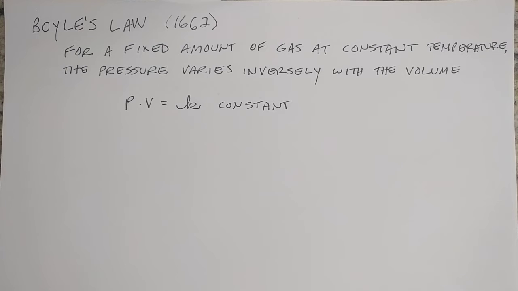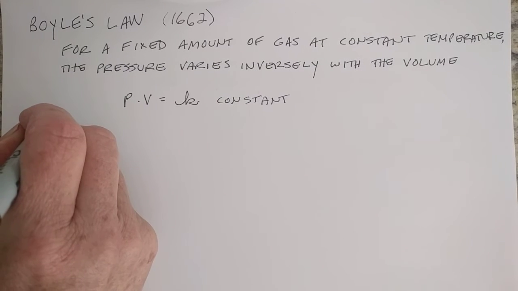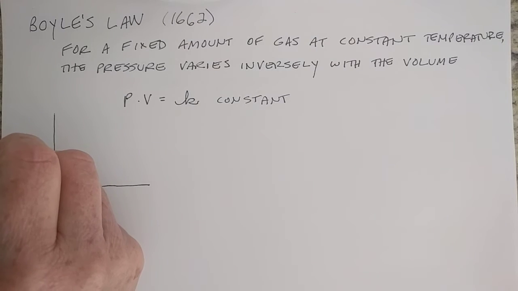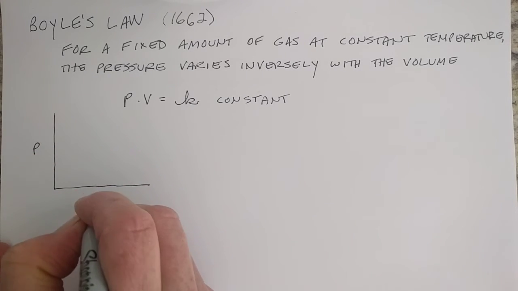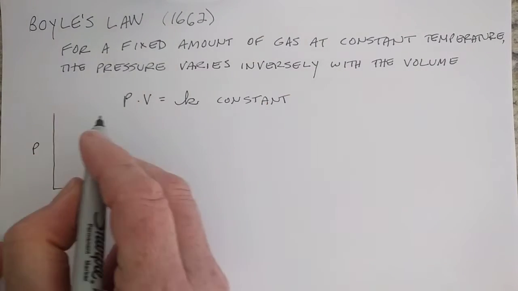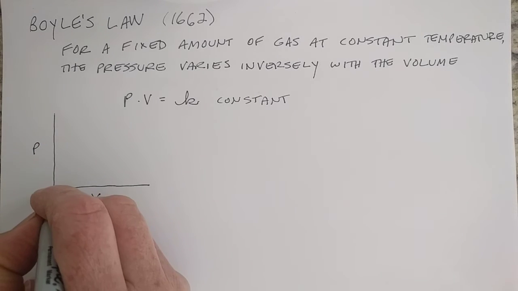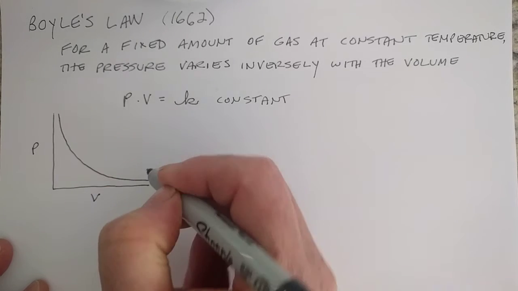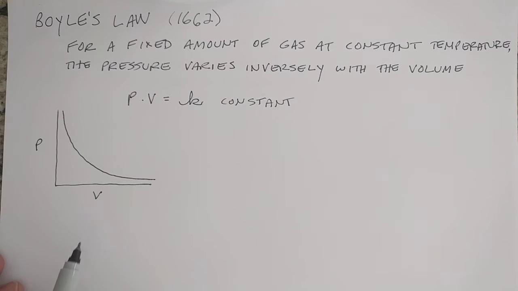So if we look at a graph of that, what would that look like? Well, we've already done that. So if we have P and V, we know if they vary inversely, when volume is low, pressure is high. And as the volume increases, the pressure decreases. We're going to get a slope like that.